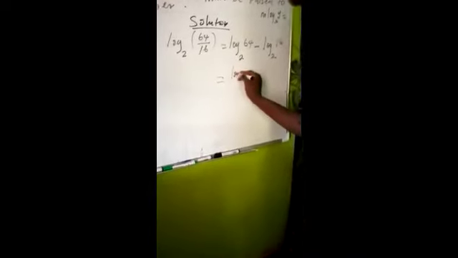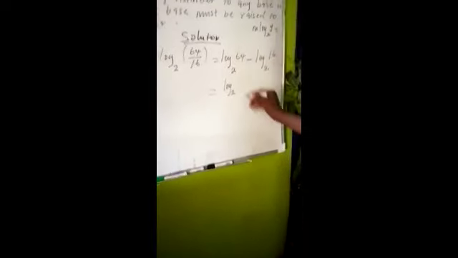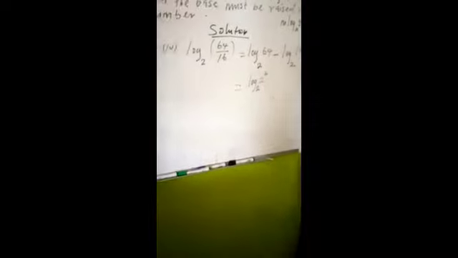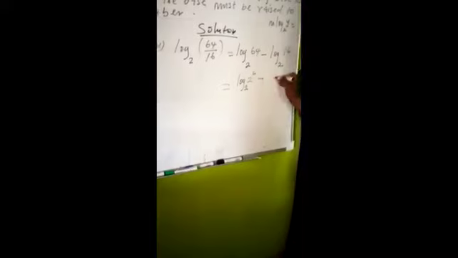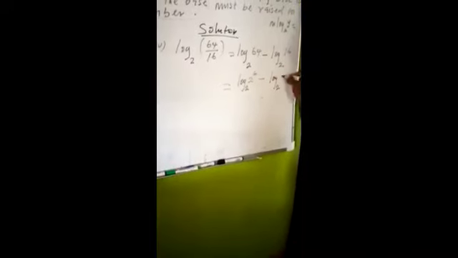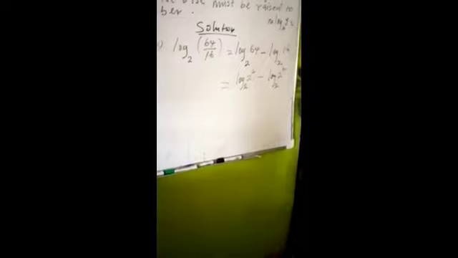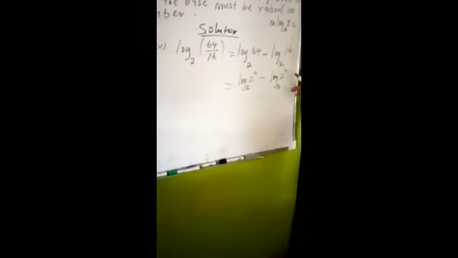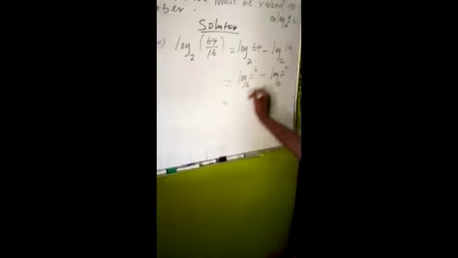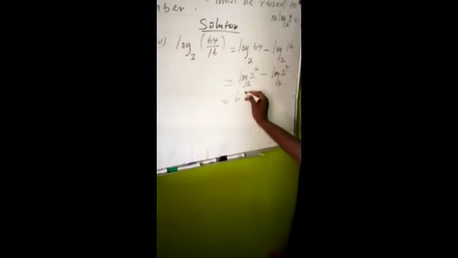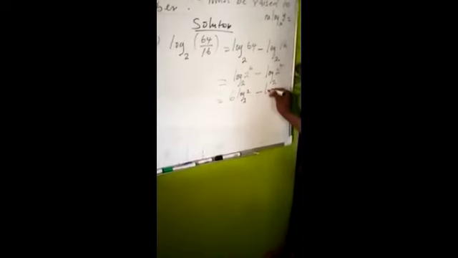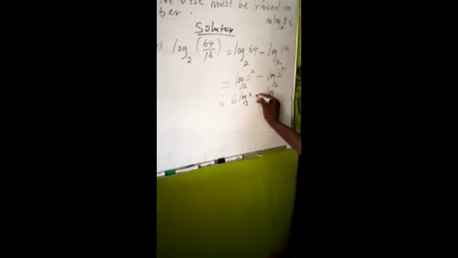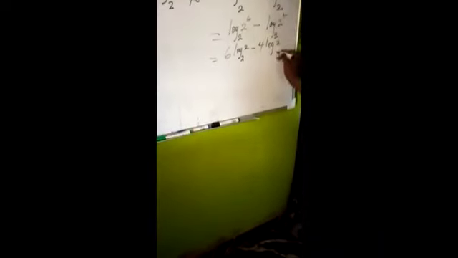You say log 2. You say how many 2s are inside 64? You can say 2 raised to power 6, because 2 times 2 up to 6 times will give us 64, minus log 2. How many 2s are inside 16? 4, because 2 times 2 up to 4 times will give us 16. Therefore, we have it as 6 log 2 base 2 and minus 4 log 2 base 2.